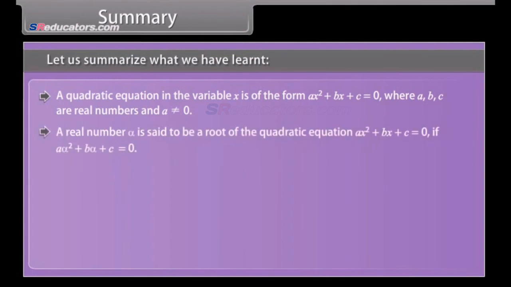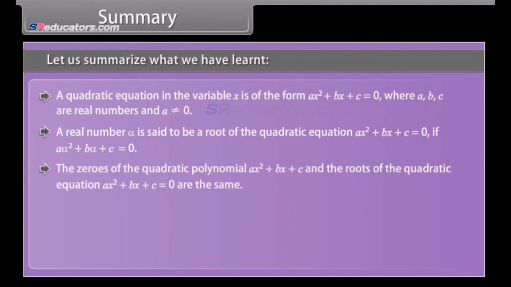A real number alpha is said to be a root of the quadratic equation ax² + bx + c = 0 if aα² + bα + c = 0. The zeros of the quadratic polynomial ax² + bx + c and the roots of the quadratic equation ax² + bx + c = 0 are the same.